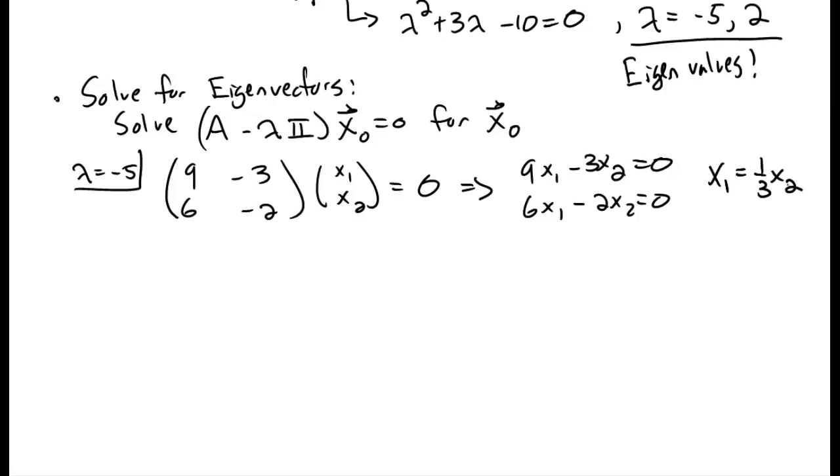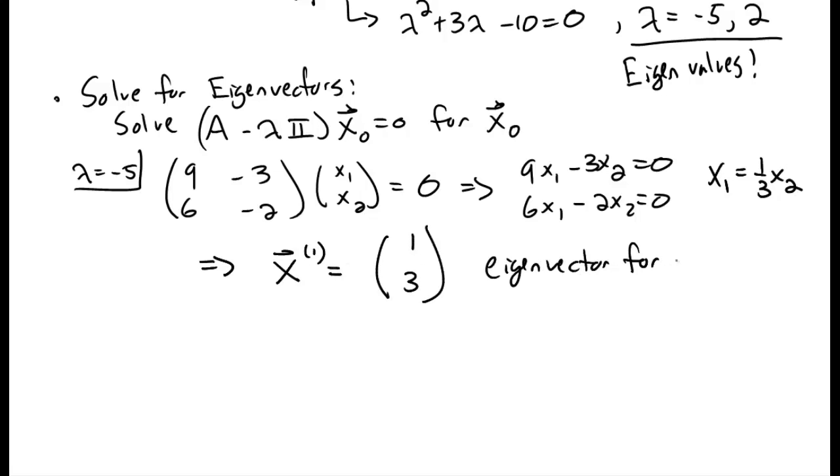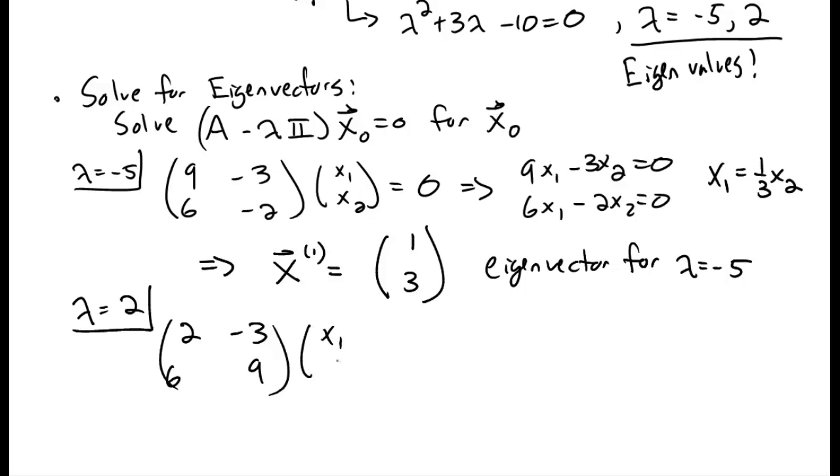And so one solution to this is x1 is 1/3 x2. Or if we choose the simple solution, the eigenvector for lambda equal to negative 5 is just the column vector (1, 3). For lambda equal to 2, we do a similar thing.